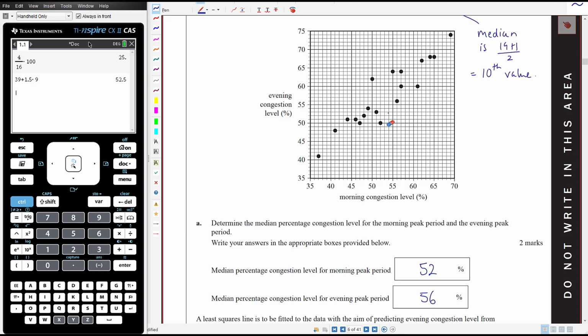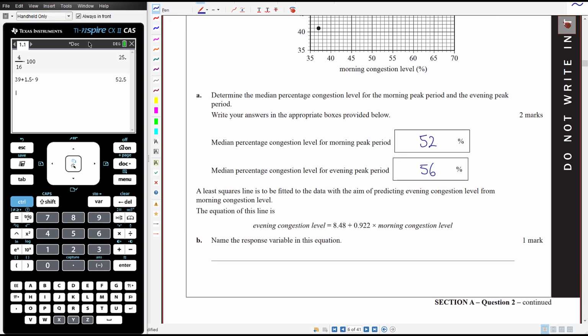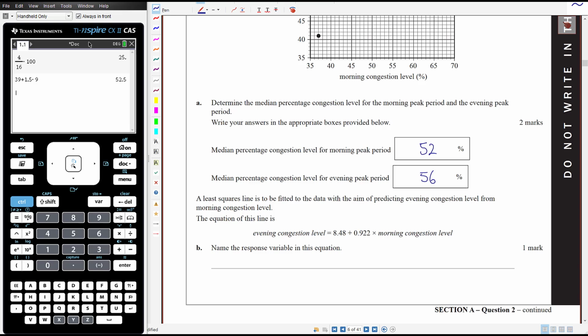Okay, let's clear off our plot in case we need it for something else. A least squares line is to be fitted to the data with the aim of predicting evening congestion level from morning congestion level. The equation of this line is evening congestion level equals 8.48 plus 0.922 times the morning congestion level. Name the response variable in this equation.